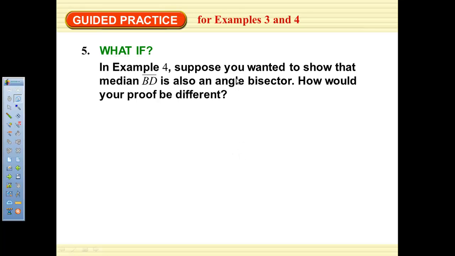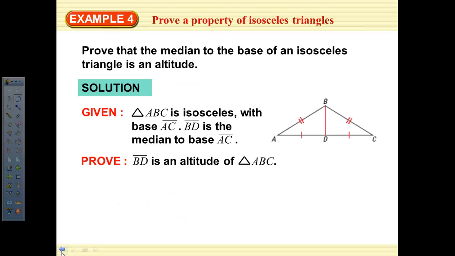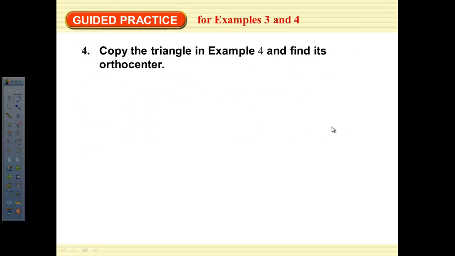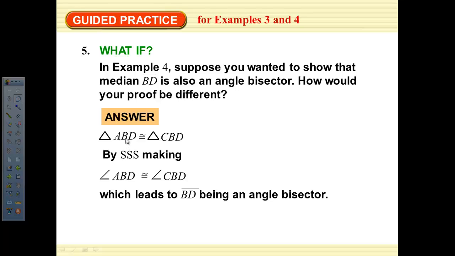And what if we wanted to show that median BD is an angle bisector? We would have to prove it a little bit differently, but all you'd have to do is, if we go back to the original picture, state that angle ABD is congruent to angle CBD because of CPCTC, and therefore it's an angle bisector. That would be the only difference, and it would actually be easier. So again, we'd do that by side, side, side, and then we'd state that those two angles that I showed you were congruent, so that makes BD an angle bisector.